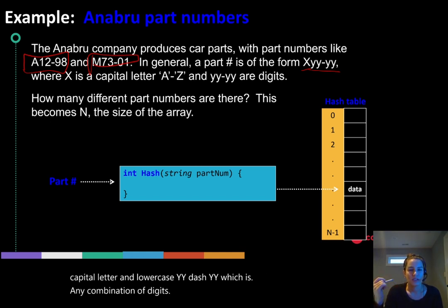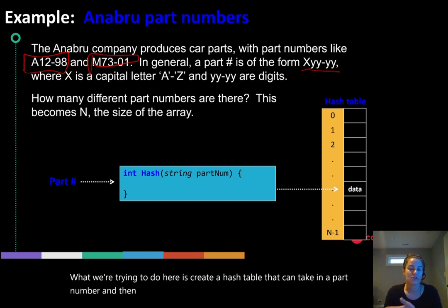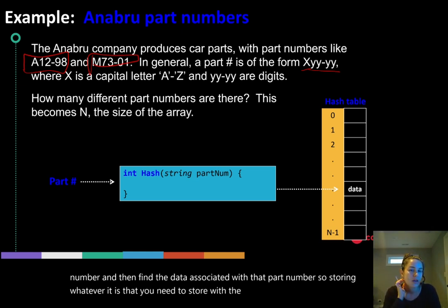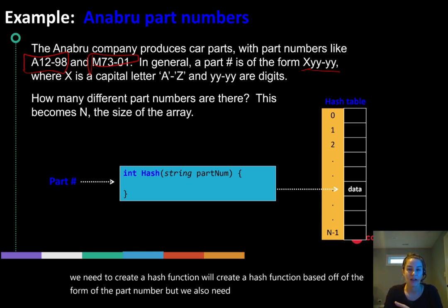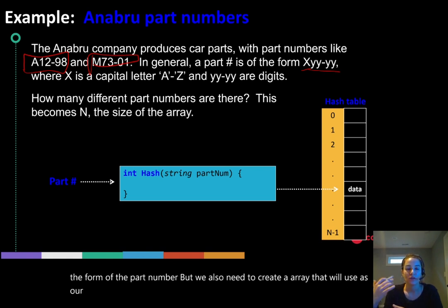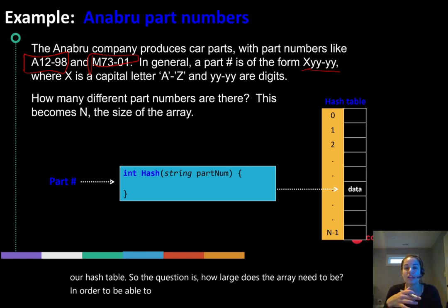So the question is, what we're trying to do here is create a hash table that can take in a part number and then find the data associated with that part number, so storing whatever it is that you need to store with the part number. In order to do that, we need to create a hash function, and we'll create a hash function based off of the form of the part number. But we also need to create an array that we'll use as our hash table. So the question is, how large does the array need to be in order to be able to have one spot for each of the possible part numbers?